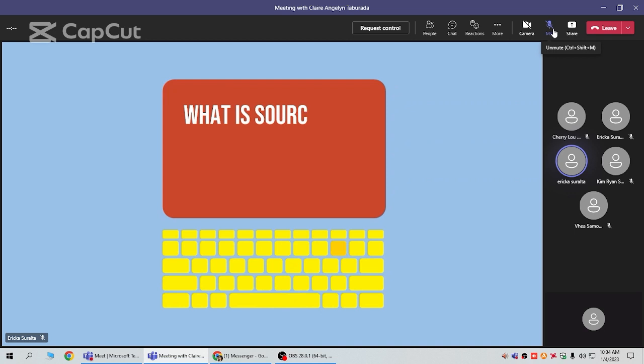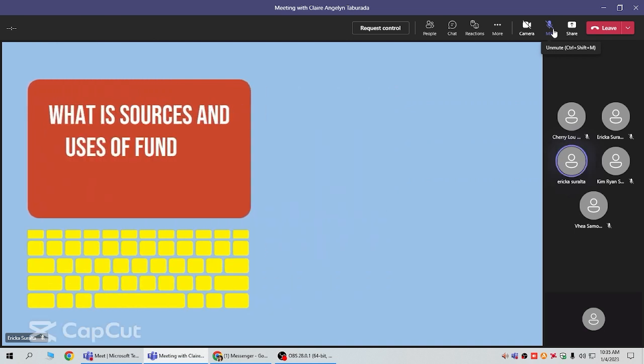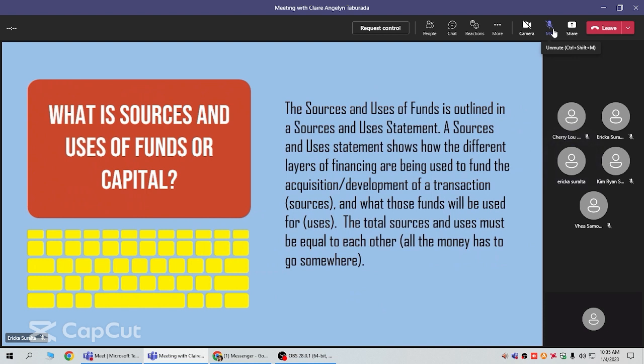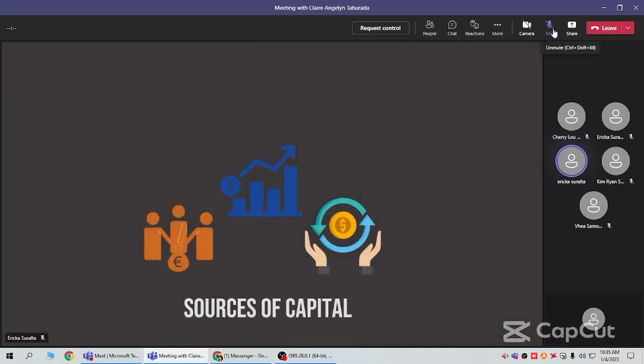So what is sources and uses of funds or capital? So sources and uses of funds is outlined in a sources and uses statement. A sources and uses statement shows how the different layers of financing are being used to fund the acquisition or development of a transaction, or the sources, and what those funds will be used for, the uses. Then the total sources and uses must be equal to each other. All the money has to go somewhere because it is the sources and uses of funds. So now let's start the reporting with the sources of capital.